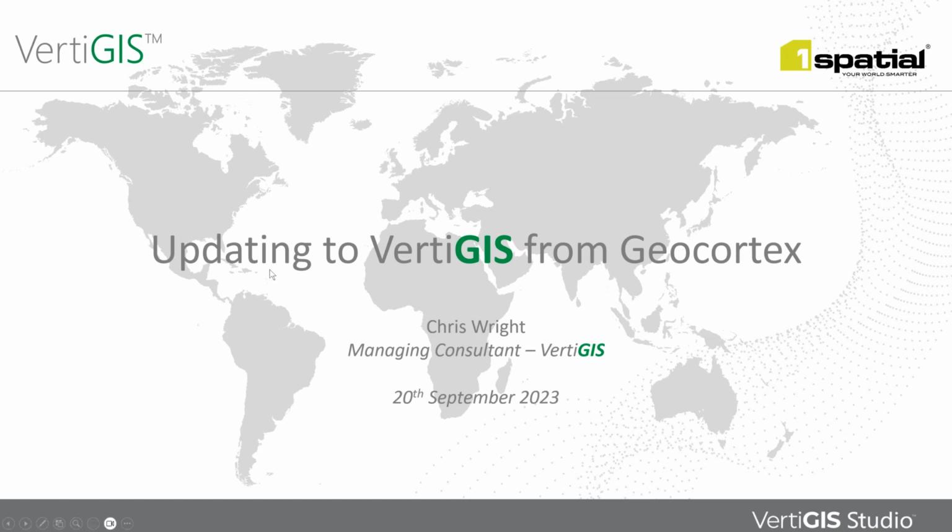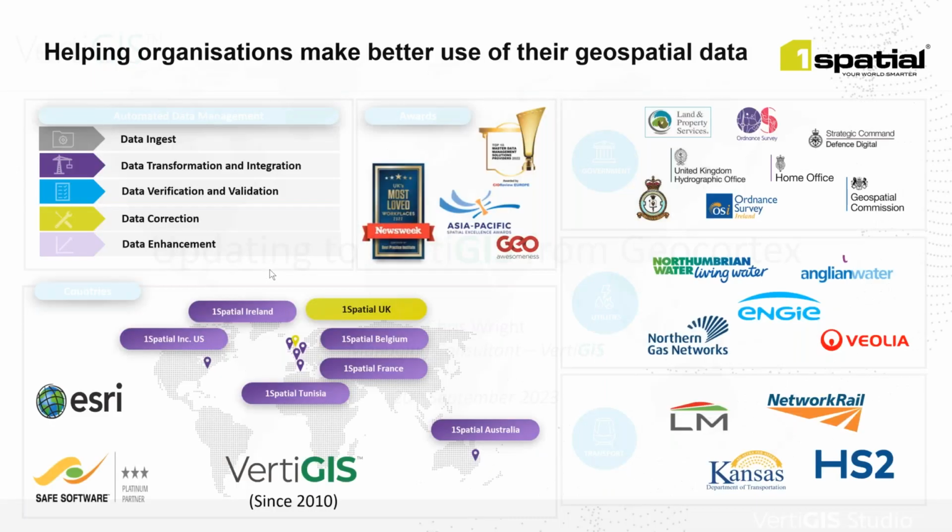Just a short introduction about One Spatial. As most of you probably are aware, we are a worldwide company, our head office being in the UK, but we do have offices in Australia, Tunisia and America. We work with an awful lot of people, helping them make better use of their geospatial data. On the right-hand side here, you can see that we're in government verticals, utility verticals and transport verticals. We've been working with VertiGIS since about 2010, with our first sale being in 2011 to Lambeth Borough Council.